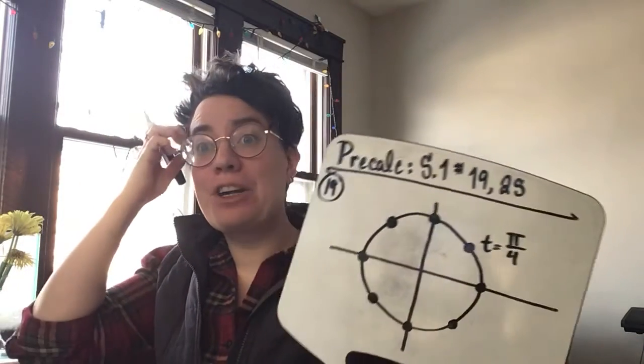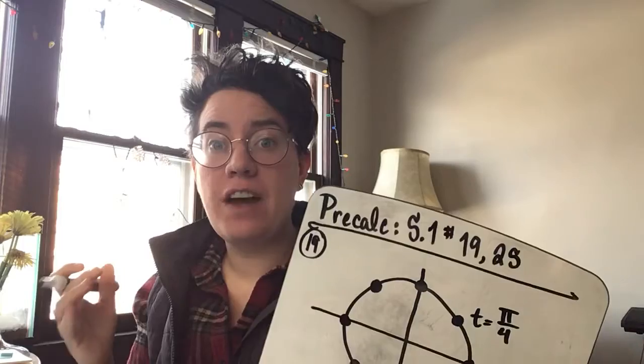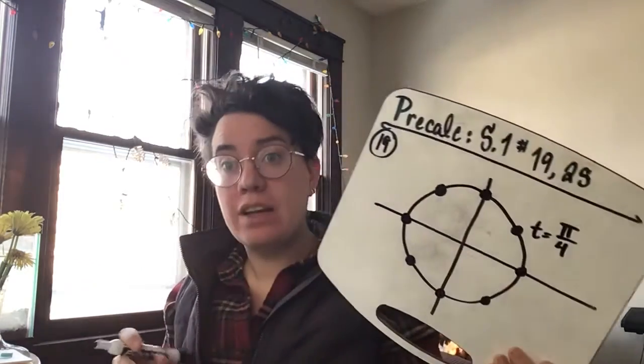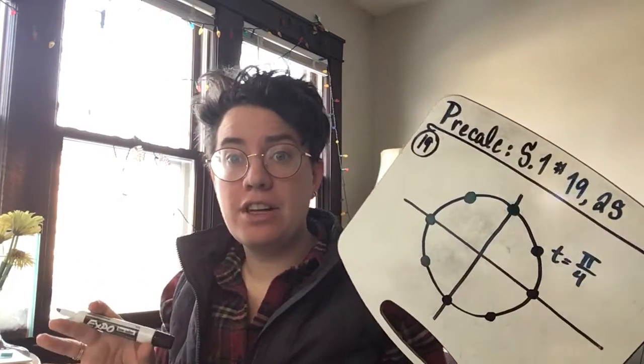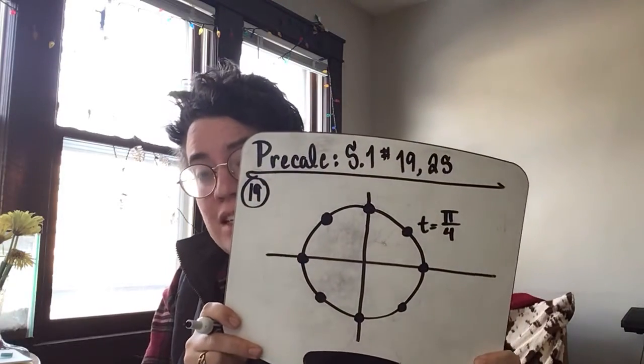Hi all, so we're going to talk about some homework questions from 5.1, number 19 and number 25. If you want to see other ones, please be sure to nominate those. So we're going to get started with number 19 right now.